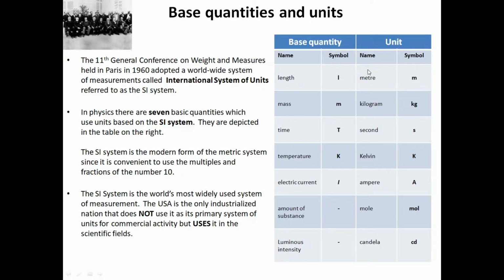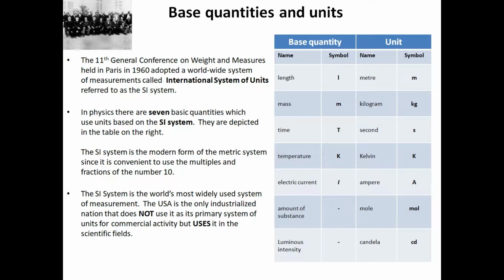So if you're using length, the SI unit of length will be meters. If you're using mass, the SI unit of mass will be kilograms. If you're using time, the SI unit of time will be seconds, and the SI unit of temperature is kelvins, or it will be Celsius. The SI unit of electric current is ampere. The SI unit of amount of substance is the mole, and the SI unit of luminous intensity is the candela. So there are 7.